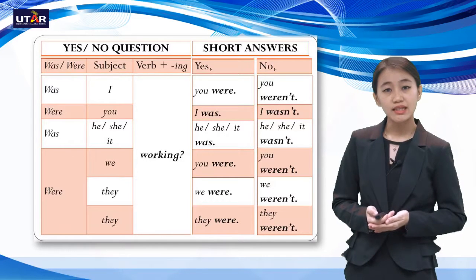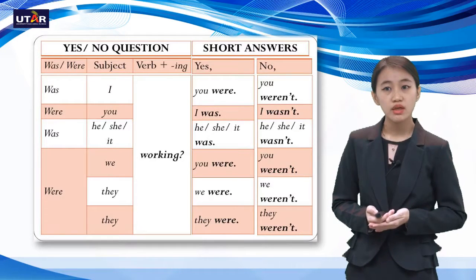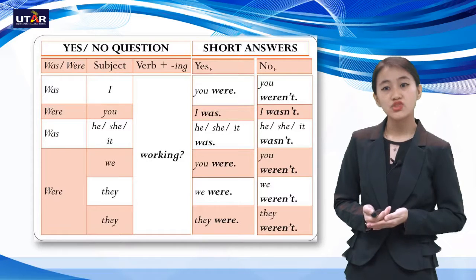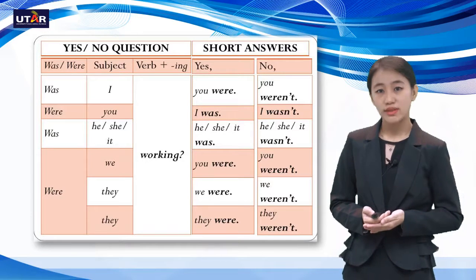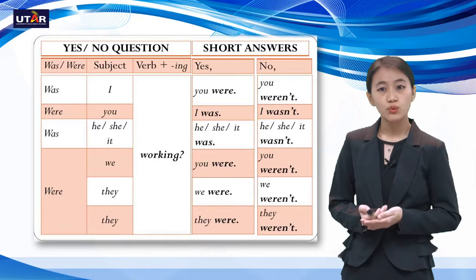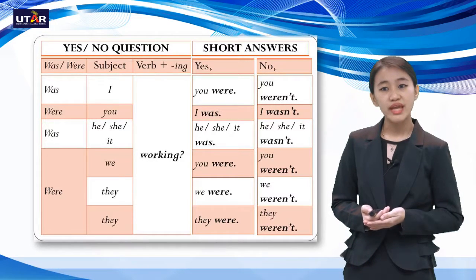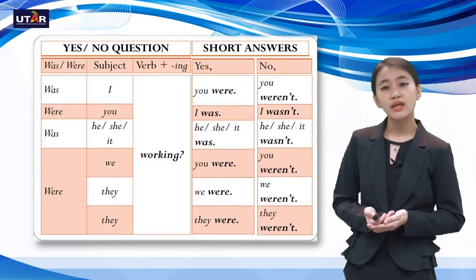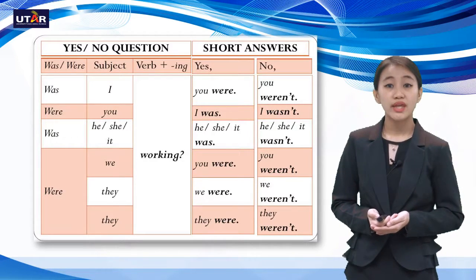Next, was he, she, it working? No, he, she, or it wasn't. Were we working? No, you weren't. Were we working? No, we weren't. Were they working? No, they weren't.